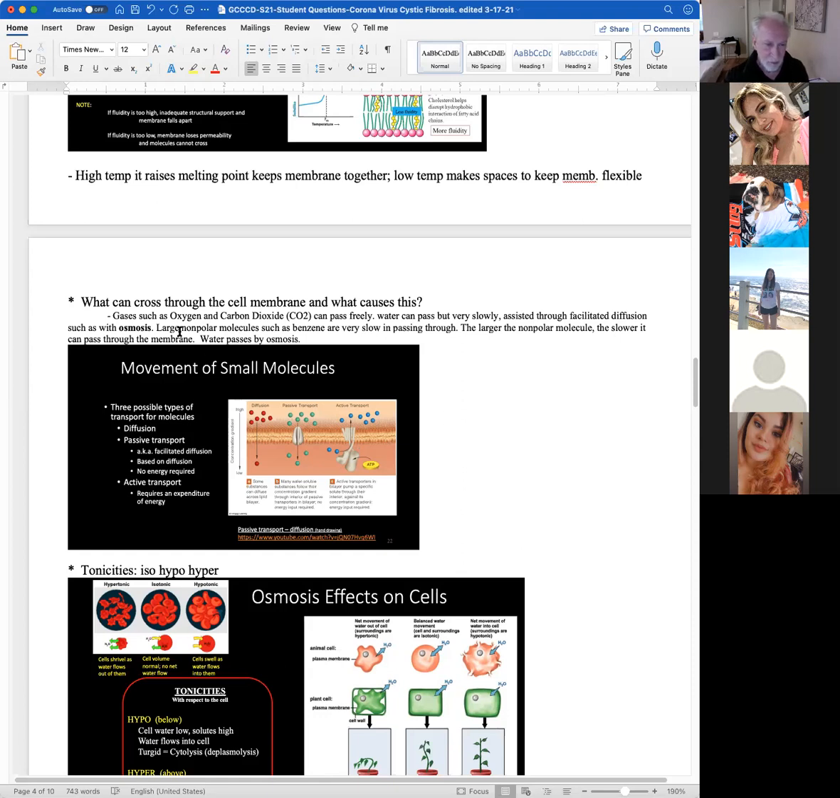And I've got a quote here from somewhere I found it, that gases such as oxygen and carbon dioxide can pass freely through a membrane, and water can pass, but very slowly, and water passes by the process of osmosis. Remember, osmosis is nothing but diffusion. It's diffusion of water, but through a semi-permeable membrane, and that's what the plasma membrane is. It's a semi-permeable membrane. The larger the molecule, the slower it can pass through the membrane.